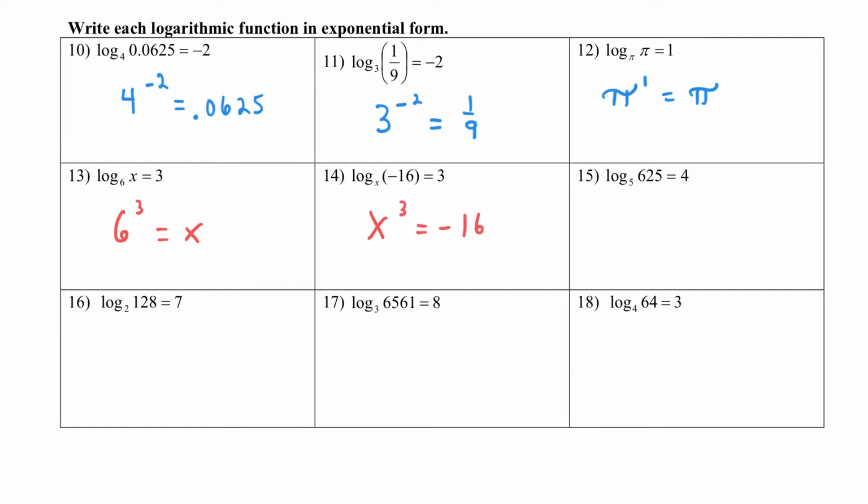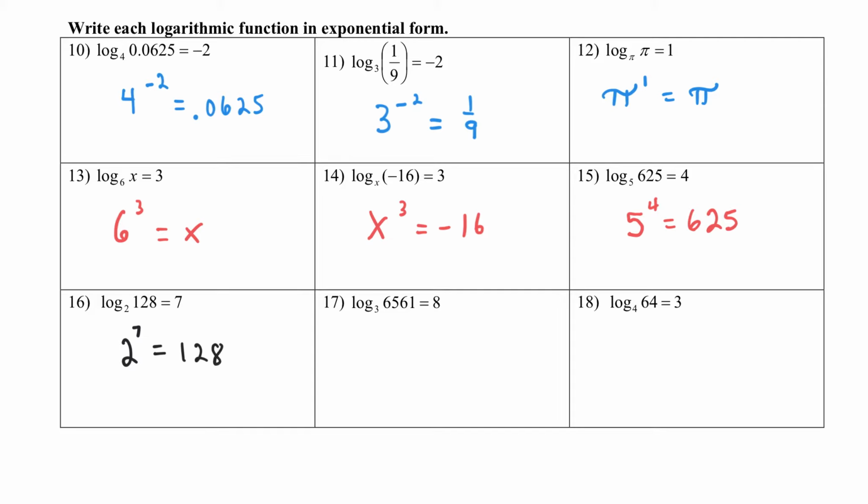Number 15, we have log base 5 of 625 is equal to 4. So we know that the base is 5, the exponent is 4, and it's equal to 625. And 16, we have log base 2 of 128 is equal to 7. So you have 2 as the base, 7 as the exponent, and 2 to the 7th is 128.